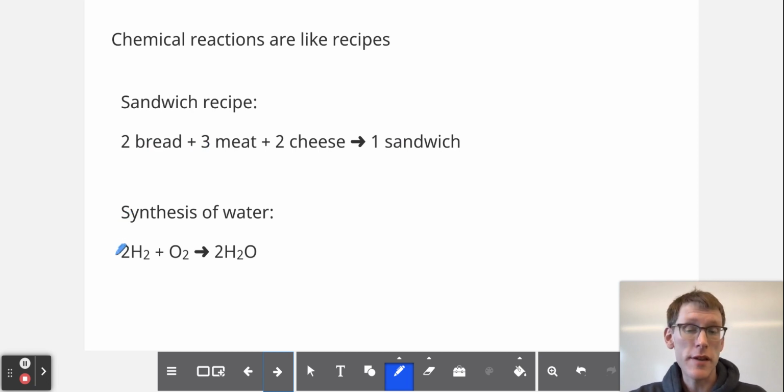In the case of the synthesis of water, we could say that 2 molecules of hydrogen plus 1 molecule of oxygen gives you 2 molecules of water. And all of these are scalable. So for example, with sandwiches, we could say 2 dozen slices of bread plus 3 dozen slices of meat plus 2 dozen slices of cheese gives you 1 dozen sandwiches. Well, in the case of the synthesis of water, we could say that 2 moles of hydrogen plus 1 mole of oxygen give you 2 moles of water.